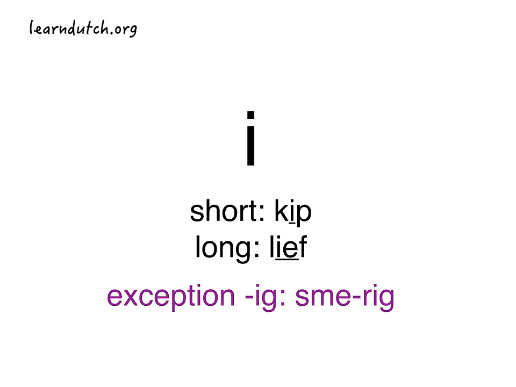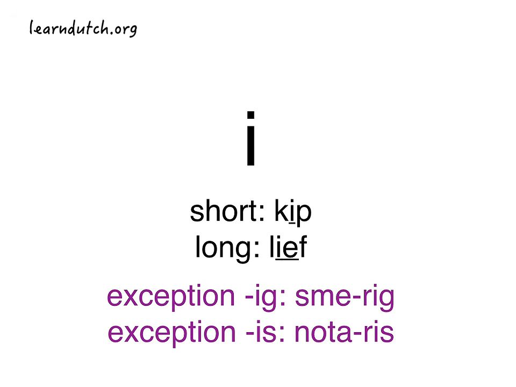In two specific situations, the I is pronounced as a schwa: when the word has an unstressed ending on I plus G, like in smerig, which means dirty, and I plus S, like in notaris, which means notary.